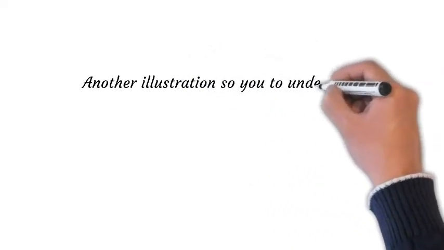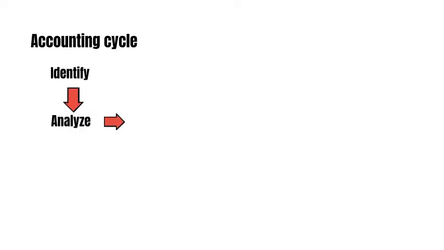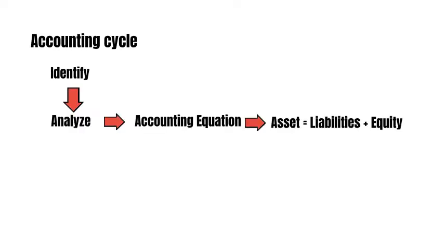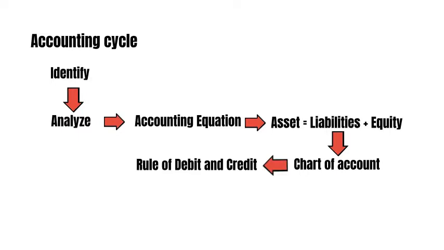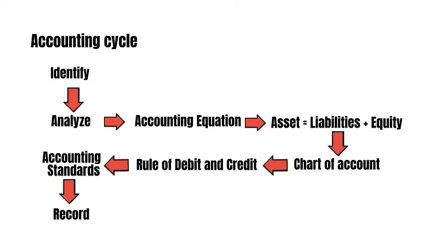Another illustration so you can understand the accounting cycle better. In the accounting cycle, you identify then analyze using an accounting equation, which is asset equals liability plus equity. You also familiarize yourself with the chart of accounts as well as rules of debit and credit so you can distinguish the effect of each account and their normal balances. The accounting standards are the principles or standards we follow in recording and preparing financial statements. These are the basis of how we arrive at a certain amount or journal entry.